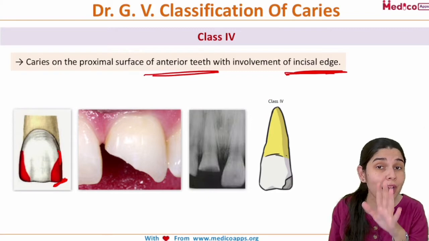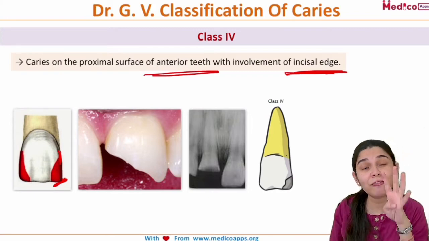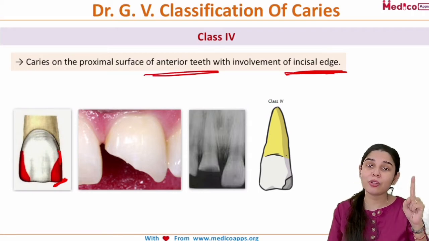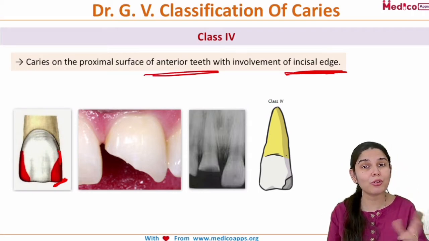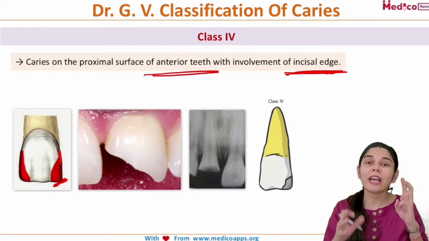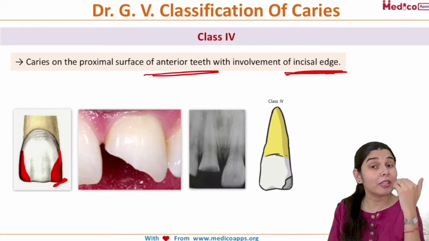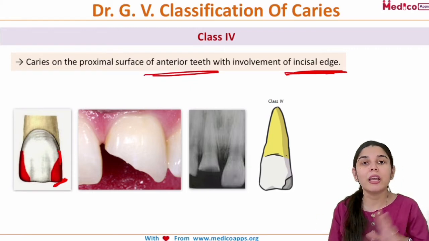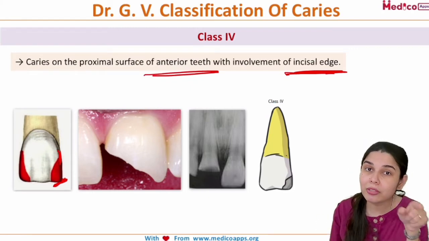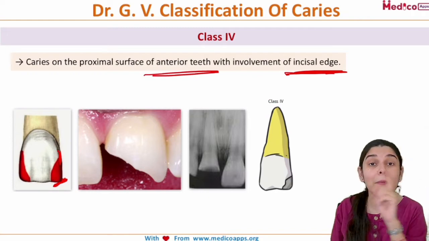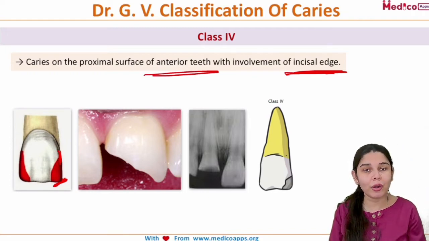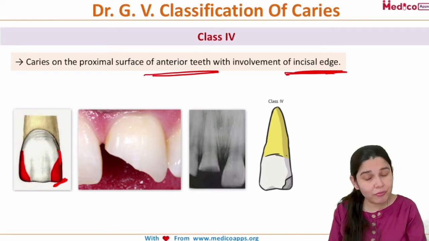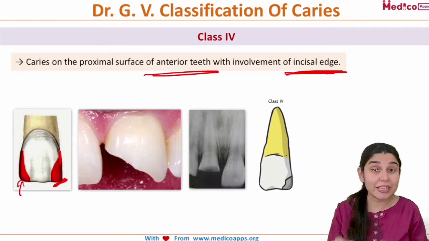So I hope you have understood these four classes. Class 1 was all about pit and fissure, class 2 was the proximal surface of the premolars and molars only. Class 3 was the proximal surface of the anterior teeth, but the incisal edge was not involved. And class 4 is the proximal surface of the anterior teeth, which also involves the incisal edges.